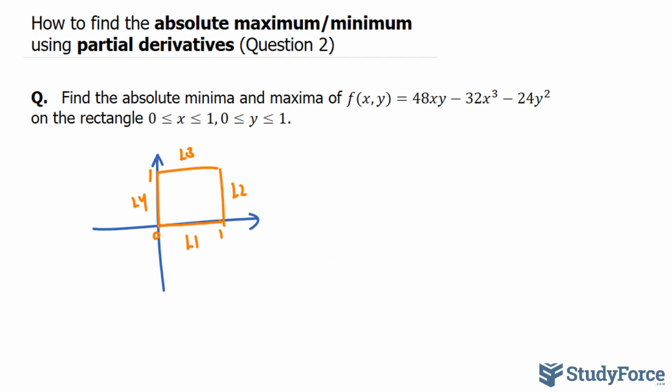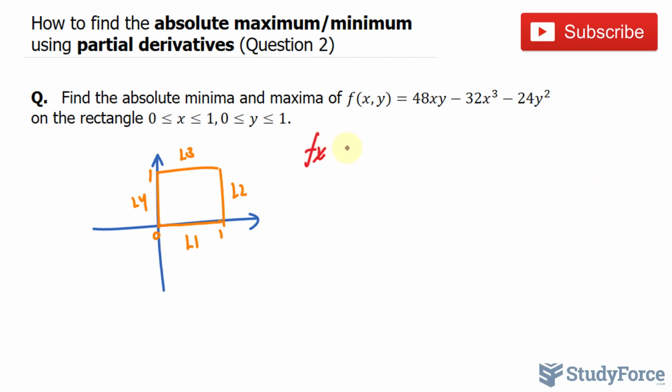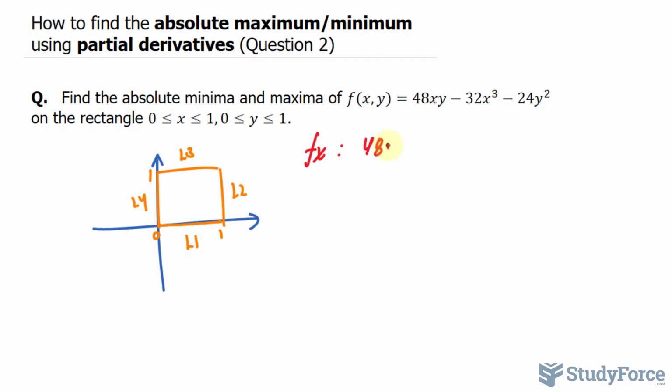Next, I want to find the critical point of this multivariable function, and I can do that by finding the partial derivative with respect to x, setting that equal to 0, then with respect to y, setting that equal to 0. Then you have a system of equations which you can solve simultaneously. So starting with this, we have this term becoming 48y. This term becomes 32 times 3, using the power rule, that's 96x to the power of 2, and that's a constant, it becomes 0. And we'll set this equal to 0.